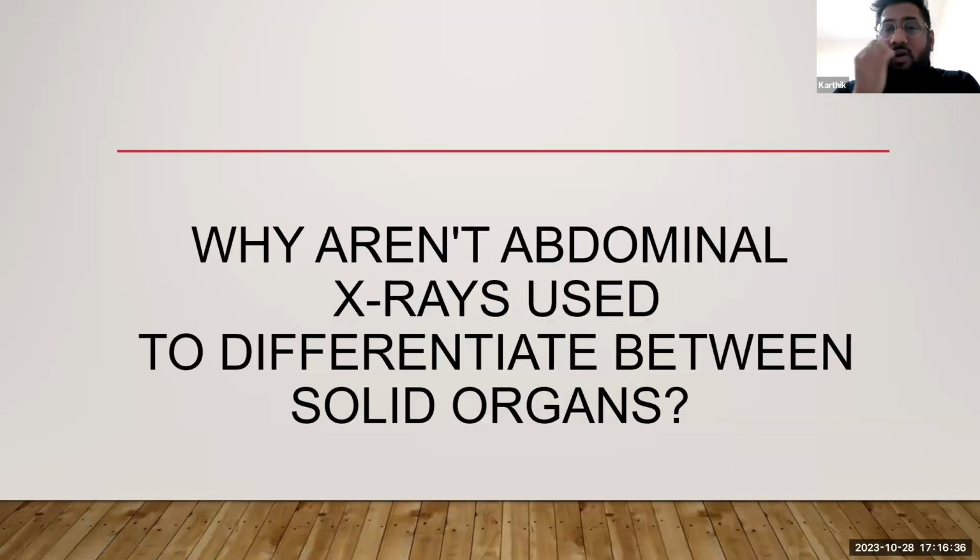Okay, so why aren't abdominal X-rays used to differentiate between solid organs? As we saw in one of the first slides, all the organs are typically a light grey to dark grey color. It becomes difficult because you'll find a lot of light and dark grey structures in abdominal X-rays, so they start to overlap and it's hard to differentiate between the different organs. So typically, if we're querying some pathology in one of the organs, we need a CT scan or at least an ultrasound, depending on which organ we were looking at.